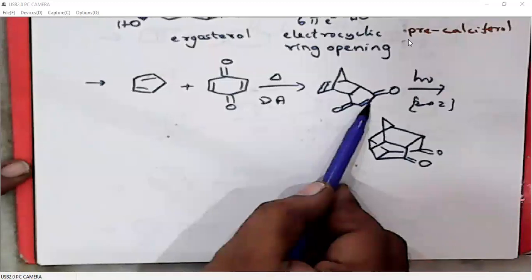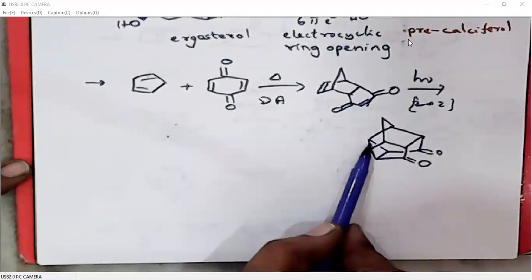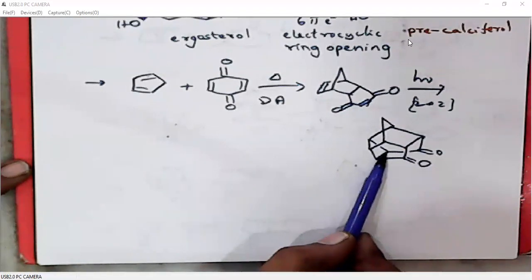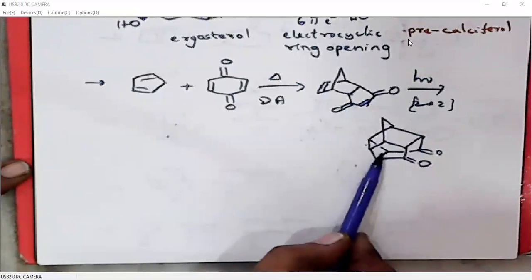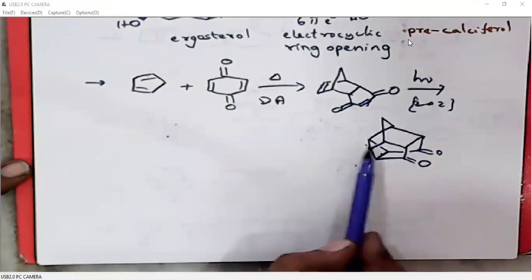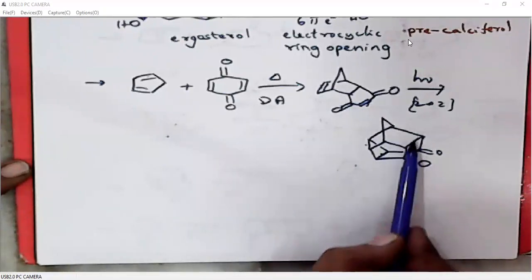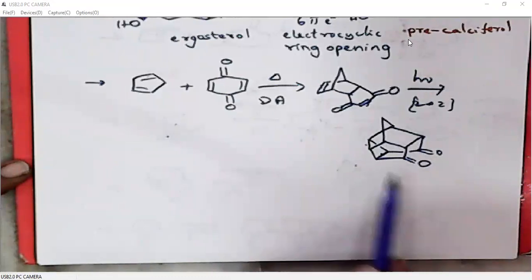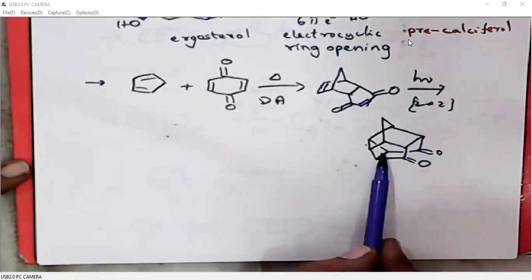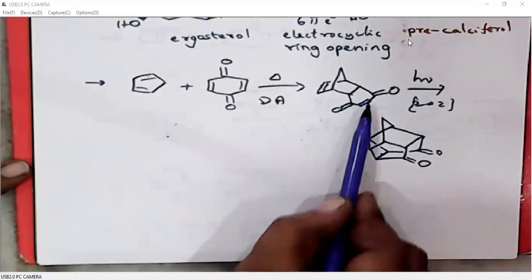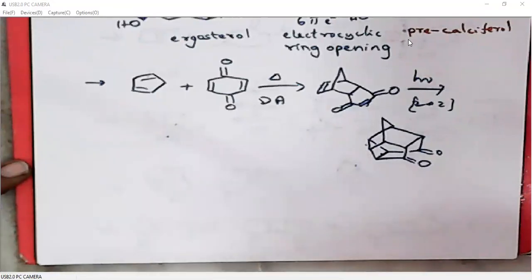This double bond and this double bond, these are the double bonds which are involved in 2+2 cycloadditions. See this ring, norbornane structure, you can see it here. This is the norbornane structure, and yes, this double bond of the benzoquinone is involved in the 2+2 reaction.